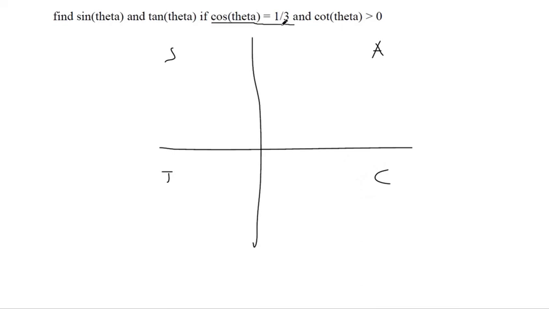So if cosine is positive, then it could be here where they're all positive, or it could be here where cosine's positive. And then they told us cotangent is positive. Remember, cotangent and tangent go hand in hand because they're reciprocals. So if cotangent's greater than 0, then that could be either here or here. And so the place those two facts meet, where cosine is positive and where cotangent is positive, is only here in this quadrant. Okay?